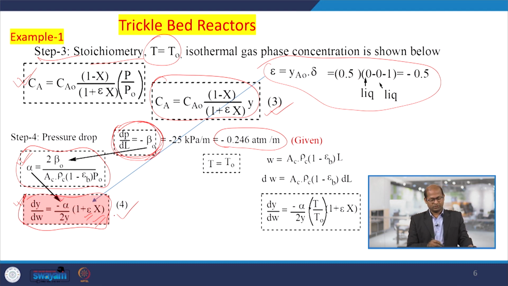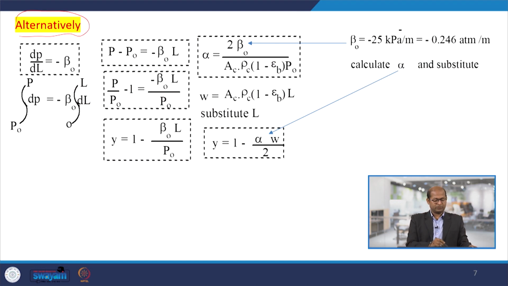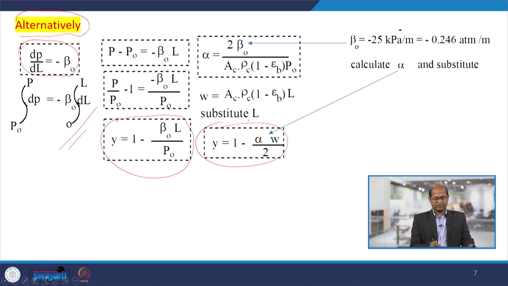So, then the equation should be simple in terms of x, y, and w. Alternatively, you can find out from here dp by dl equals minus beta 0. If we integrate this, rearrange, integrate and then simplify, you will get these correlations, or you can say this. If you know the alpha value, then using these correlations you can find it, since the beta 0 value is given.